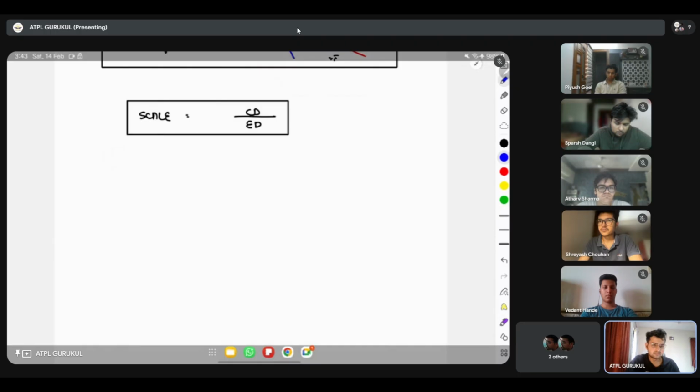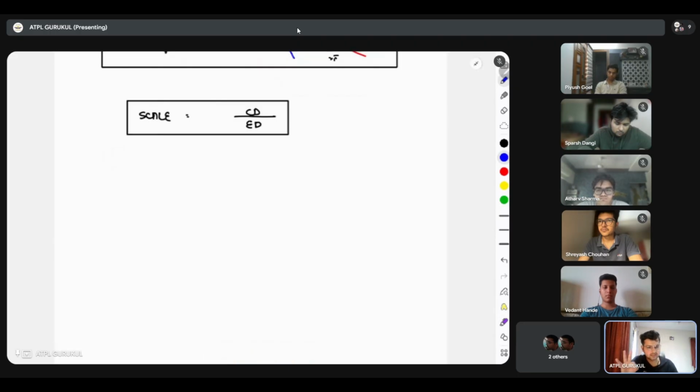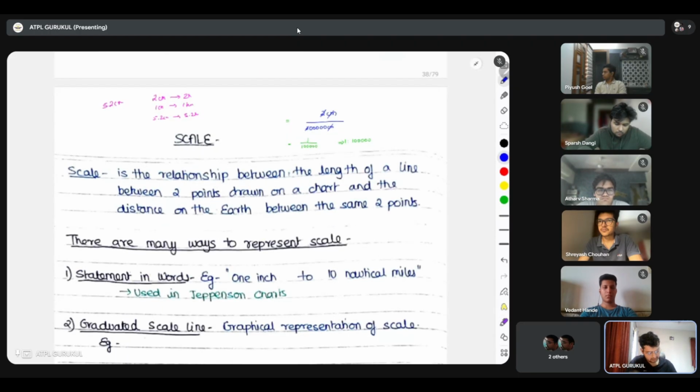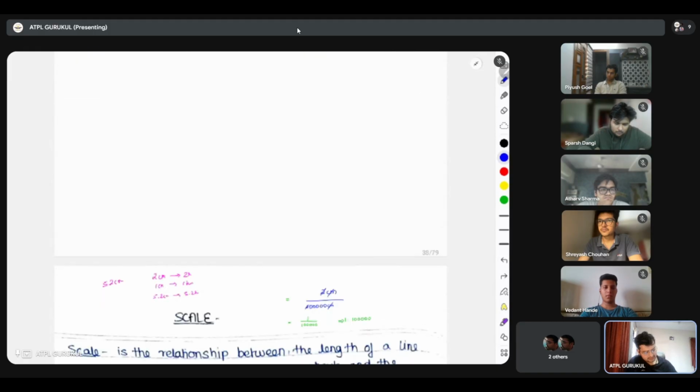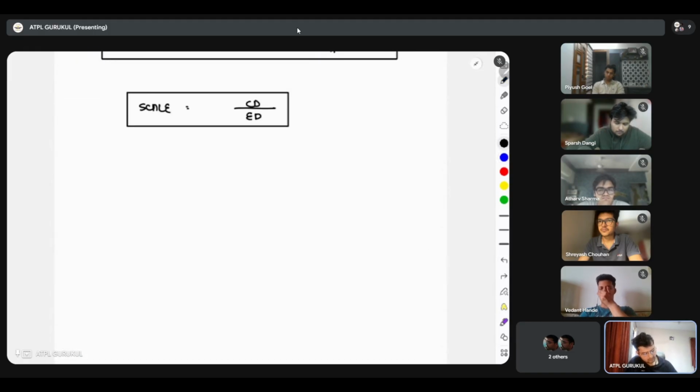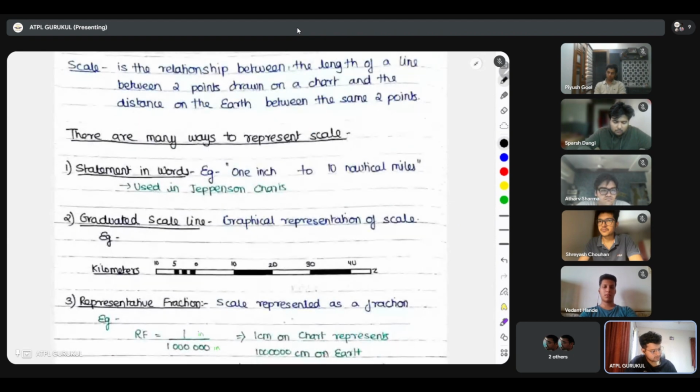Secondly, this scale can be represented in three ways. What are the three ways? Statement, graduated, and representative fraction. What is a statement scale? 1 centimeter on this chart equates to 1.7 kilometers on Earth. This is a statement. 1 inch to 10 nautical miles. These kinds of scales are used in Jeppesen charts.